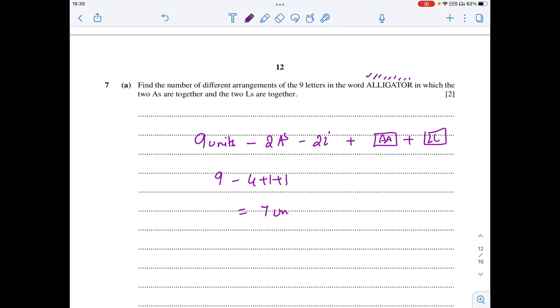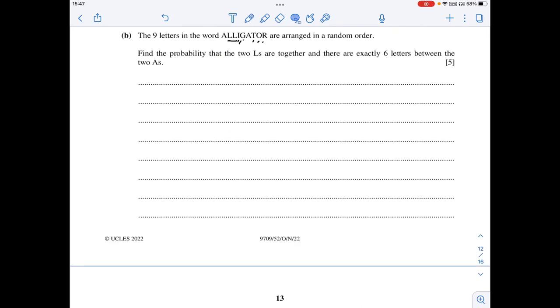So which is nothing but what? 7 units. 7 units can be arranged in how many ways? 7 factorial, which is 5040. Coming to part B, the 9 letters in the word alligator are arranged at random. Find the probability that two L's are together.